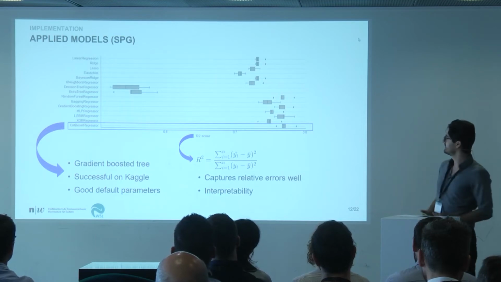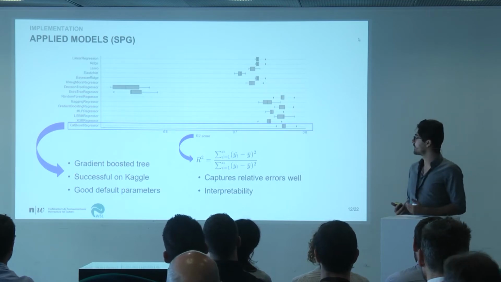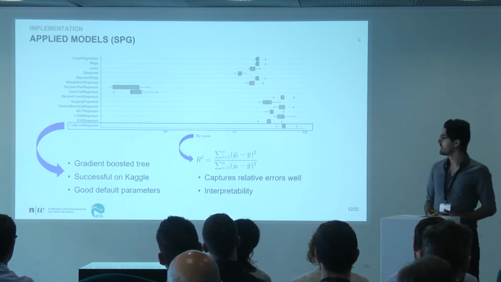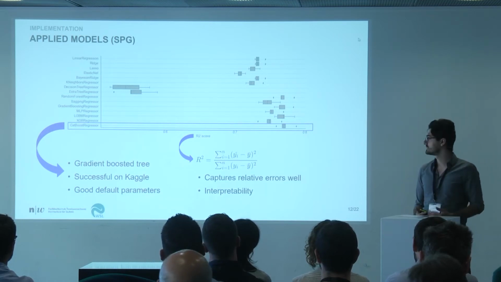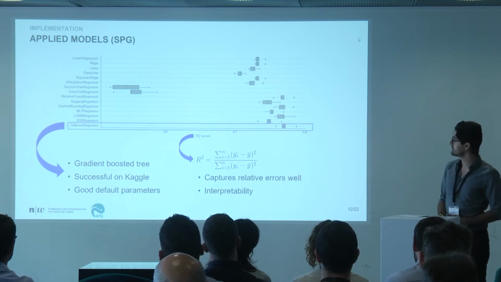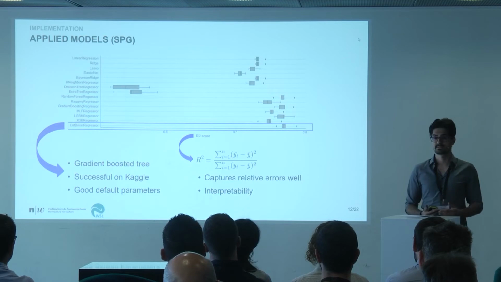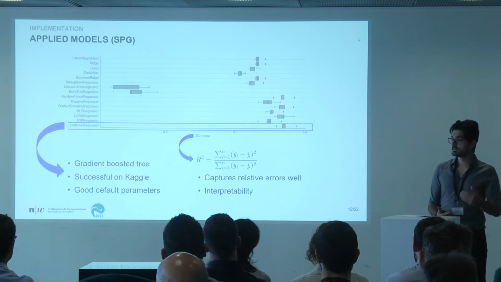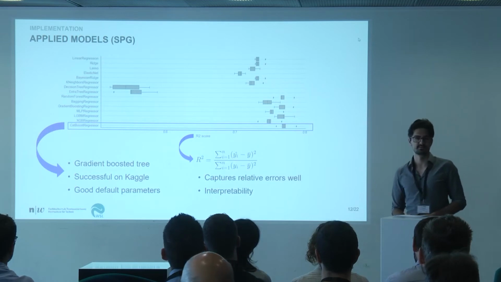You can see that the CatBoost regressor was slightly better at the end over all measuring systems, so we decided to move on with the CatBoost regressor and make further analysis and optimizations on that. A few words about the CatBoost regressor. It is a gradient-boosted tree algorithm, and it is really successful on Kaggle. And maybe it is so successful on Kaggle because it has good default parameters.